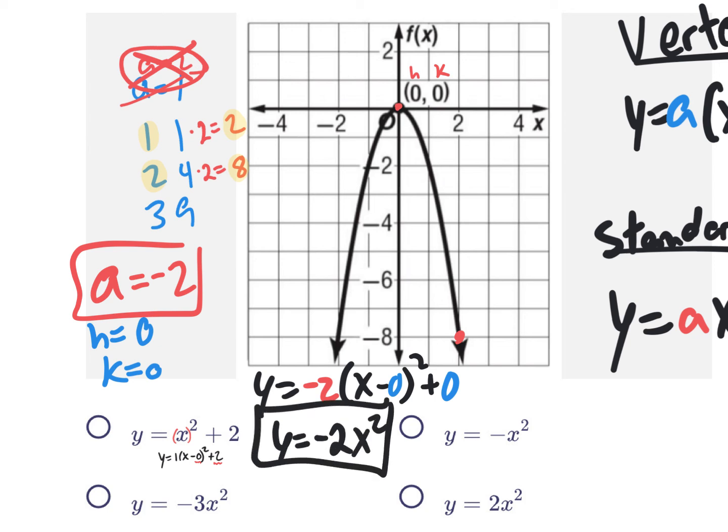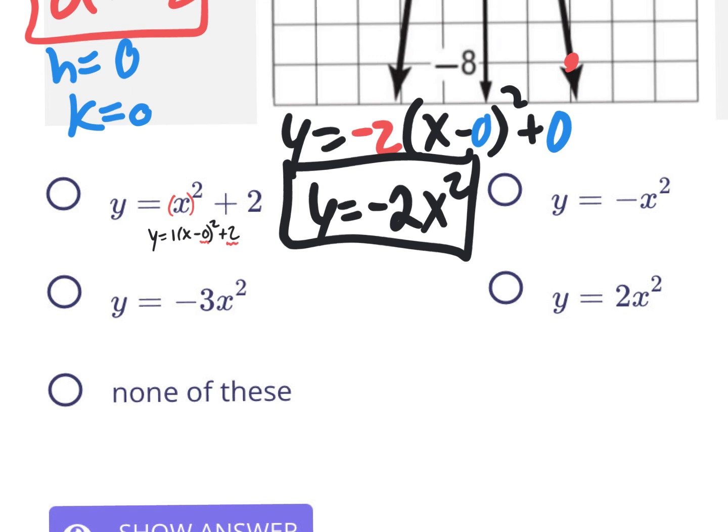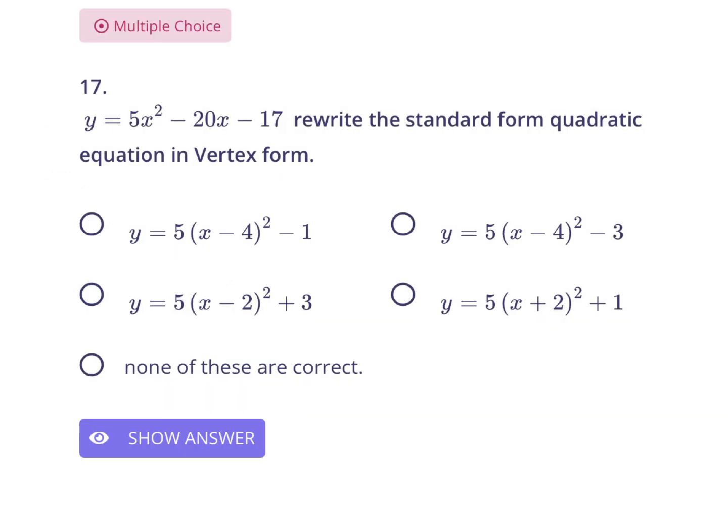That is your equation that's represented on this graph right here. And if you look for that answer on your multiple choice on this part of the practice test, you'll see that it's not there. You have this one, but that's positive. So the correct answer here would be none of these.